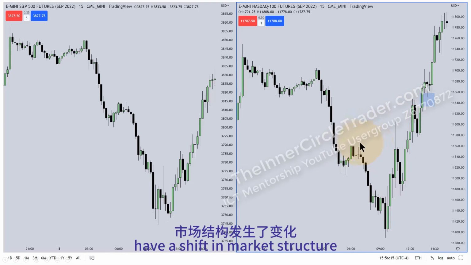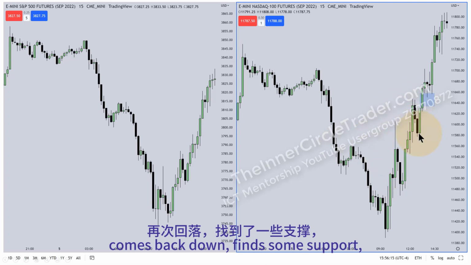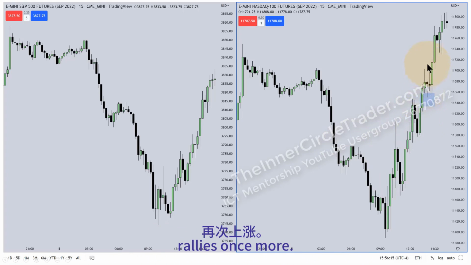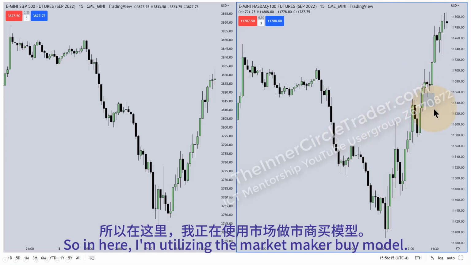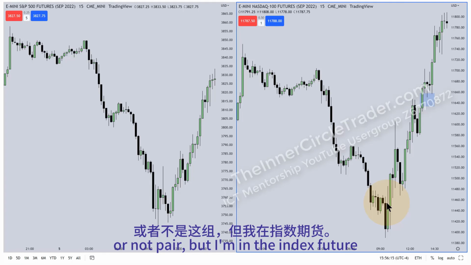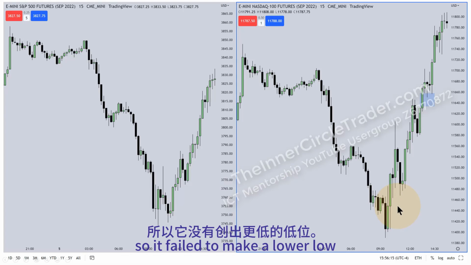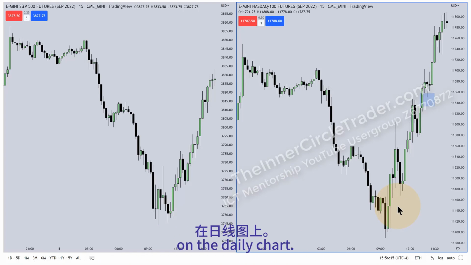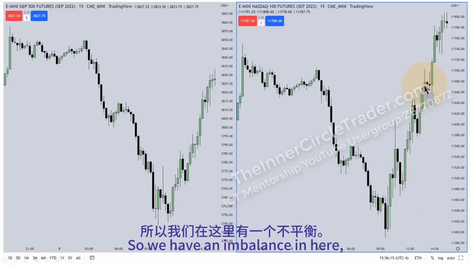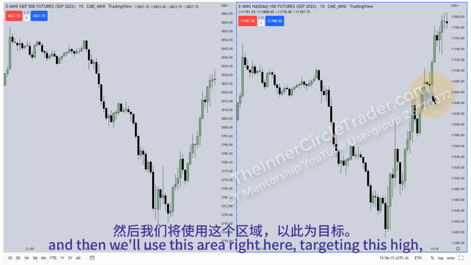We had a shift in market structure here. Trades down, rallies up, comes back down, finds some support, rallies once more. So in here, I'm utilizing the market maker buy model. I'm in the pair, or not pair, but I'm in the index future that's relatively stronger than the S&P. So it failed to make a lower low on the daily chart. So we have an imbalance in here. I watched price trade down into it, and then it moved away, and then we'll use this area right here, targeting this high.